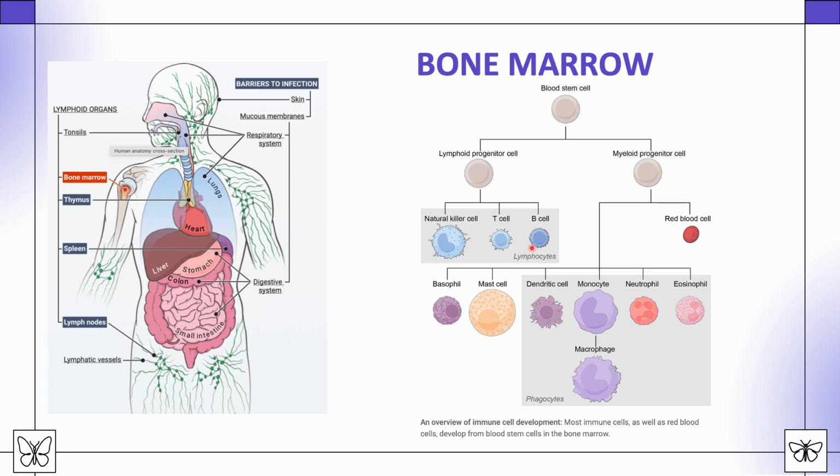B cells are the only immune cells that will develop and become fully functional in the bone marrow. So once the bone marrow produces the B cells, they will mature in there, while the other cells will leave the bone marrow and develop in other parts or organs of the body.